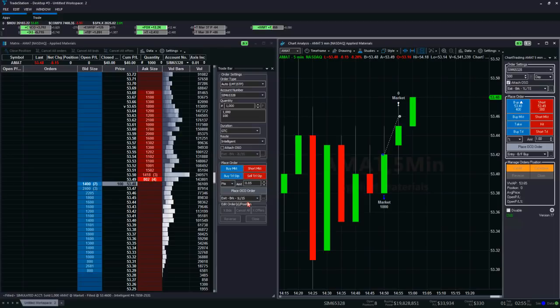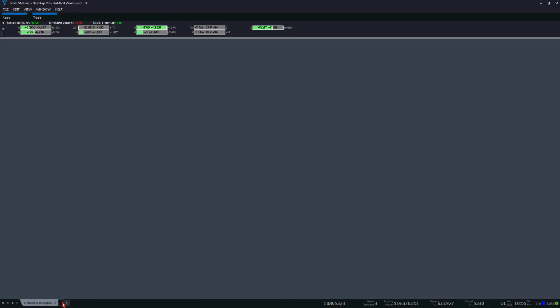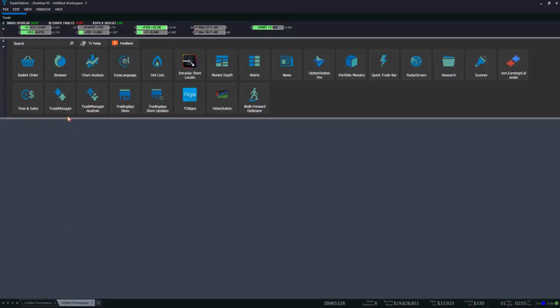And one last thing that I want to show you in this order entry tool is the TradeManager. Let me open up a new workspace down here. I'm just going to click on the plus, and I'm going to click on the TradeManager right here. Do not confuse it with the TradeManager analysis. They are different apps. Click on TradeManager.